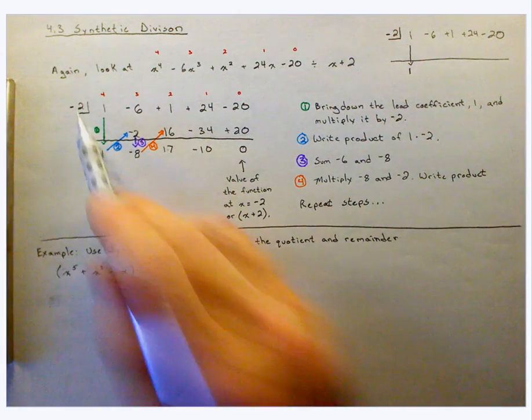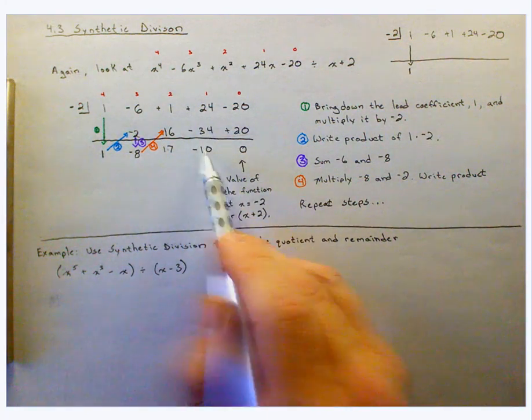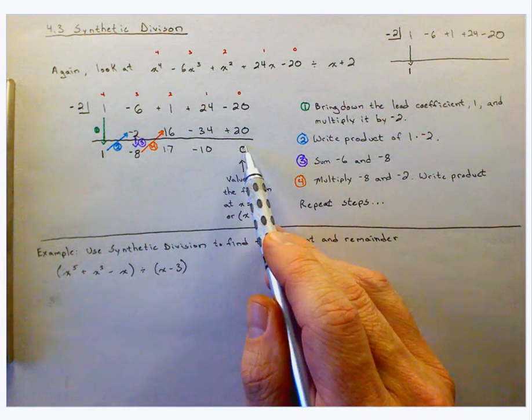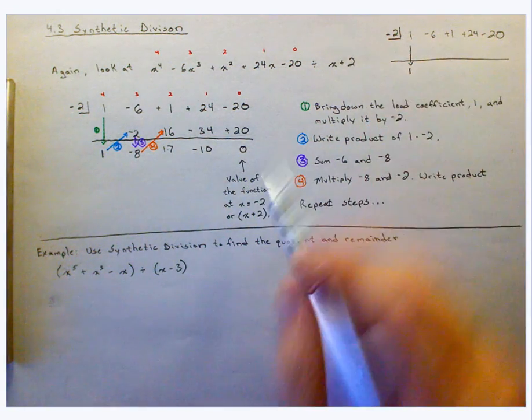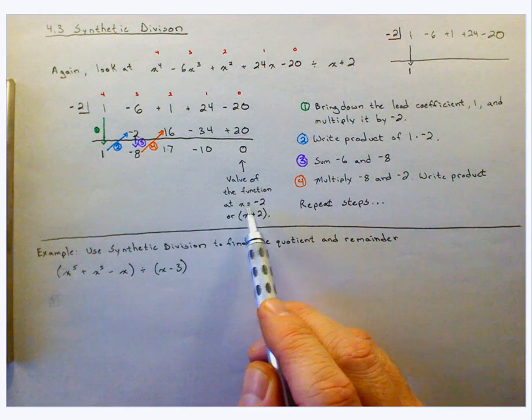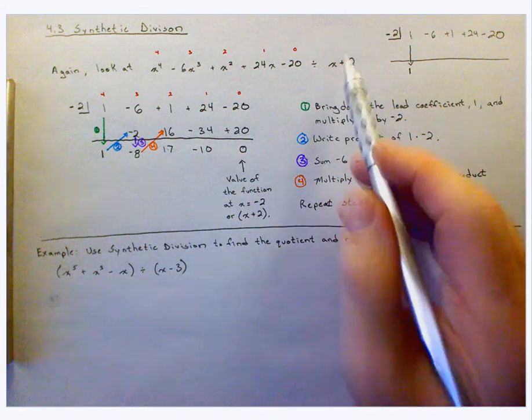So I say a negative 2 times 17 is a negative 34. Add the two together, it's a negative 10. A negative 2 times a negative 10, that's 20. Sum them together, value of 0. And we already knew this from a prior example. Again, this is the value of the function at x equals a negative 2, or how we can have it written, x plus 2.